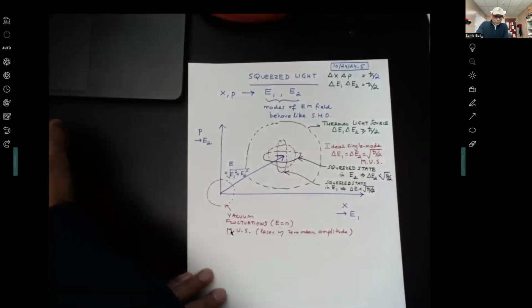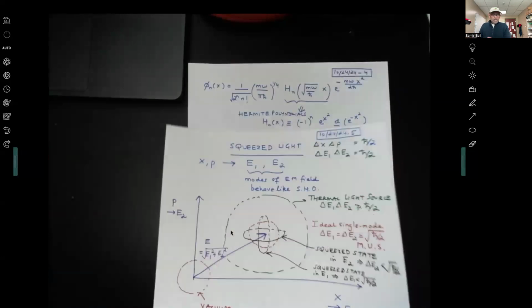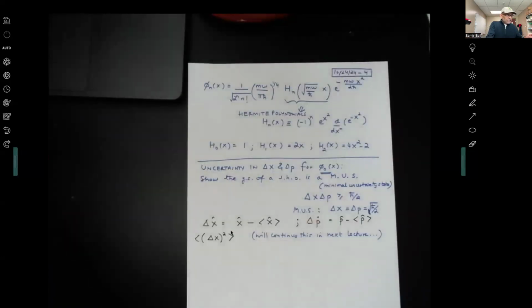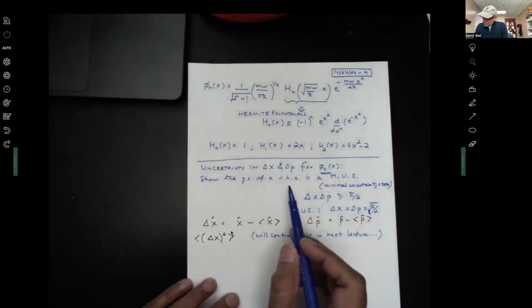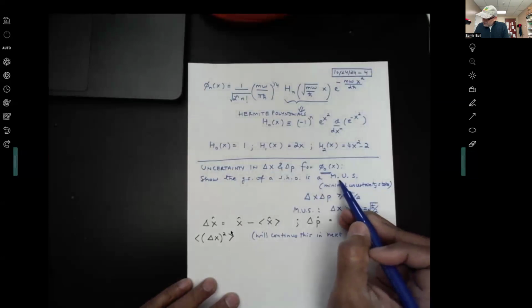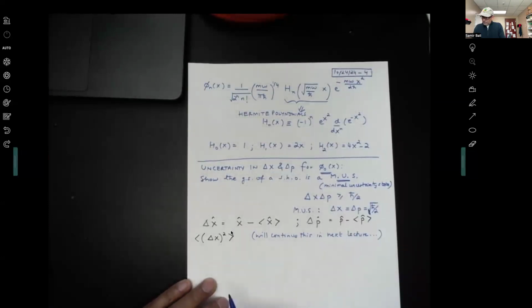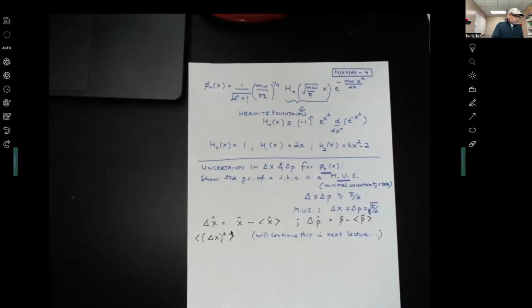Now, what I want to show you right now is that the ground state of a simple harmonic oscillator is a minimum uncertainty state. So how do we do that calculation? What we're going to do is see for ourselves, and it's a simple enough calculation.